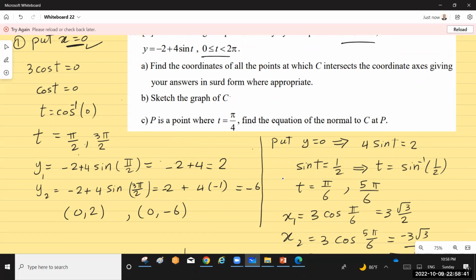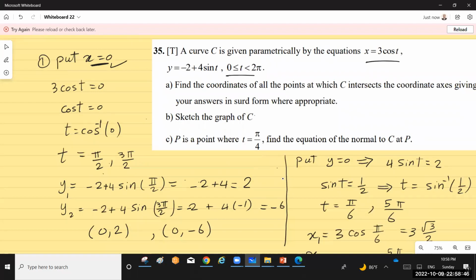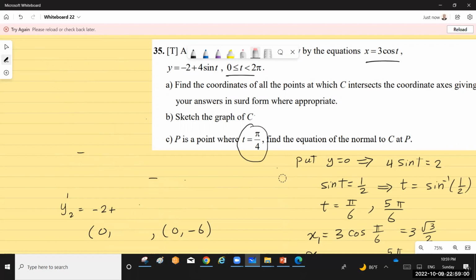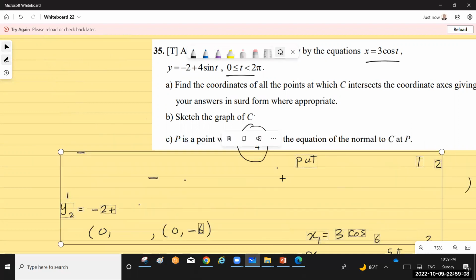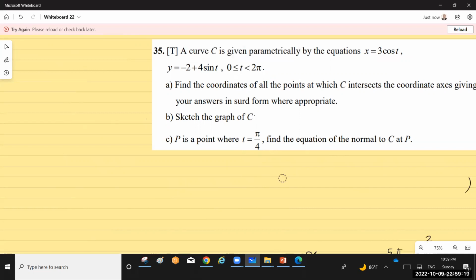First of all, I have to find the slope of the tangent at the point t equals pi over 4, and then from the slope of the tangent you can find the slope of the normal. Let me start this one. So let's start the last part of this question.